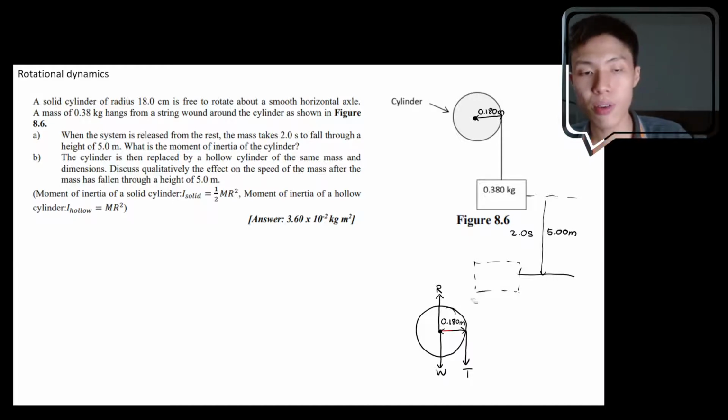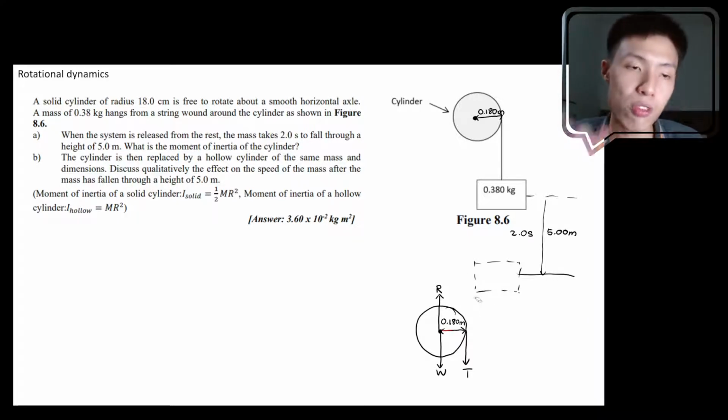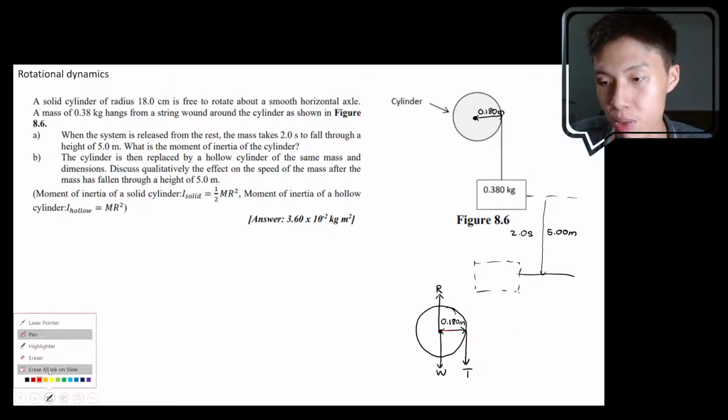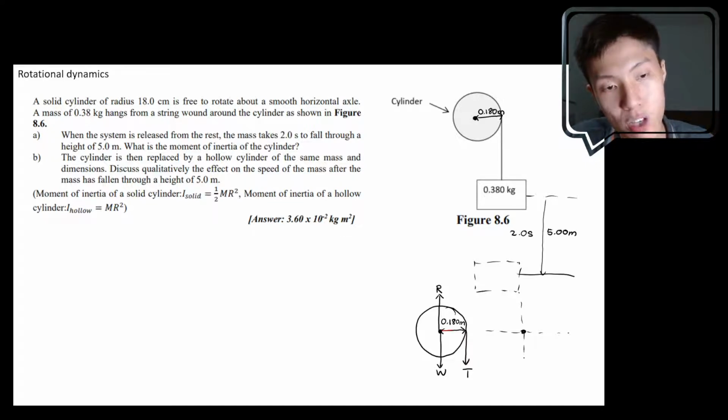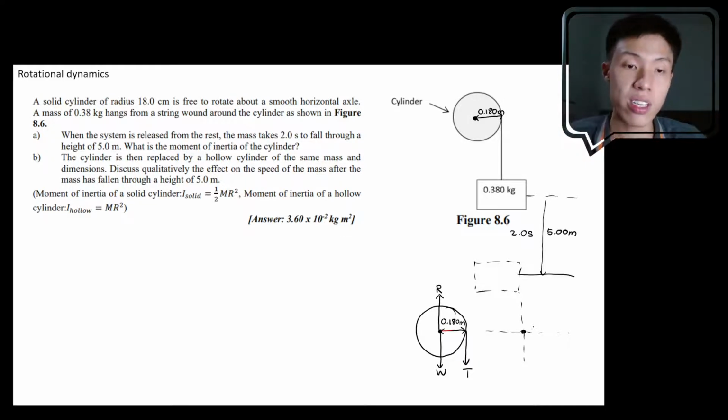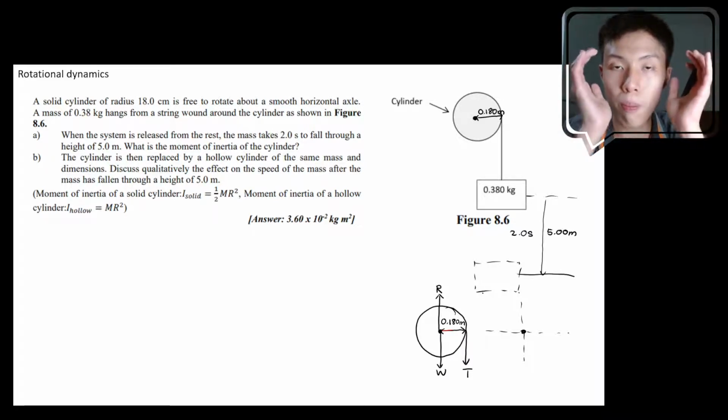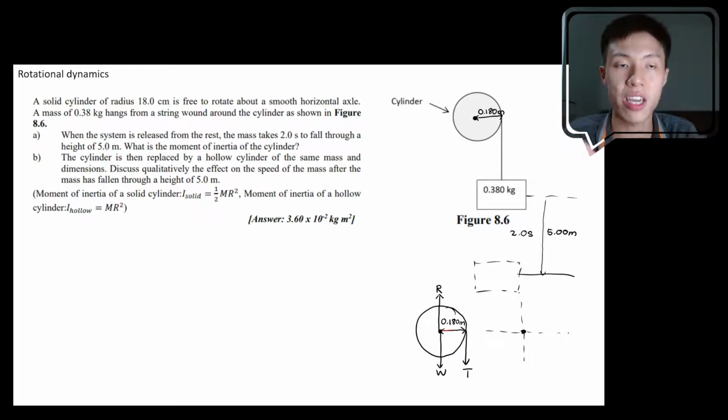Okay, so this is the free body diagram for the cylinder. Let's move on to the free body diagram for this block over here. So the block, we can represent it with a dot. Because this block is not rotating, we don't need to draw an extended free body diagram. Just a simple free body diagram will do. If it's rotating, then we might need to consider the whole shape of the object. But now it's just going up or down, so we don't need to draw an extended free body diagram.